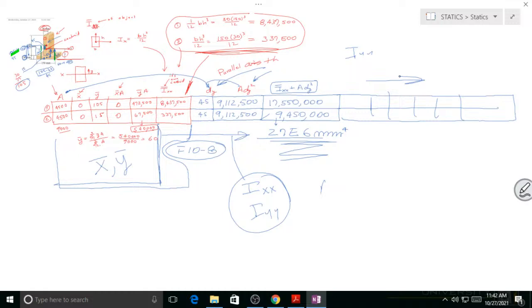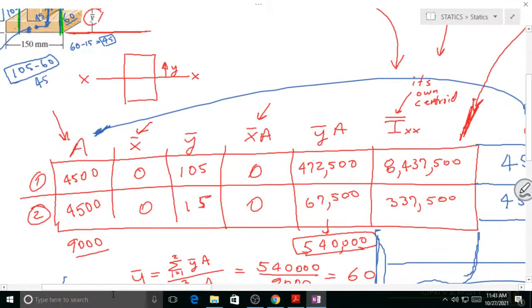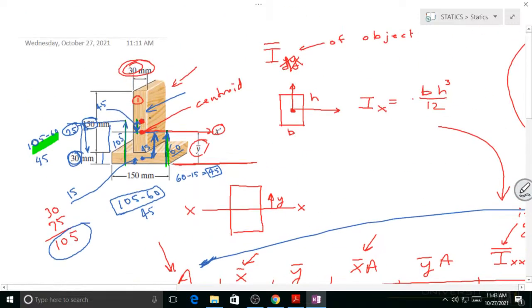And I have a couple more problems, I think, on Blackboard that I did a while back that I was trying to be real meticulous about. I think one was a C channel and one's an I-beam, in which I did this. This one has the unique thing that, in fact, you have to find your centroid first, and then you're moving everything to your centroid.